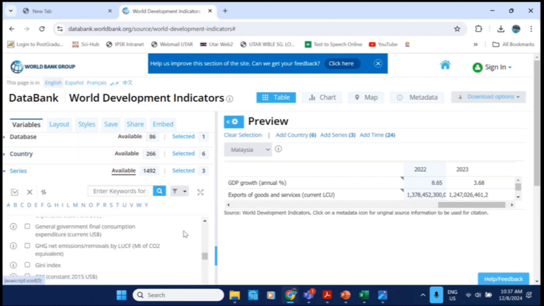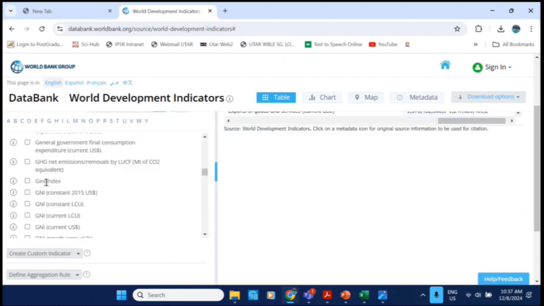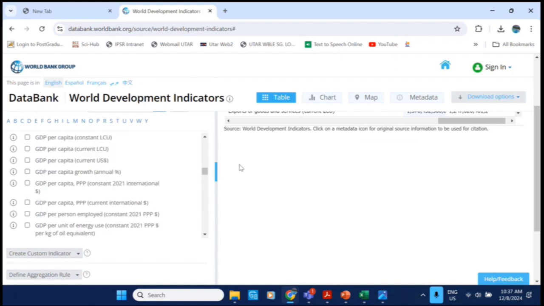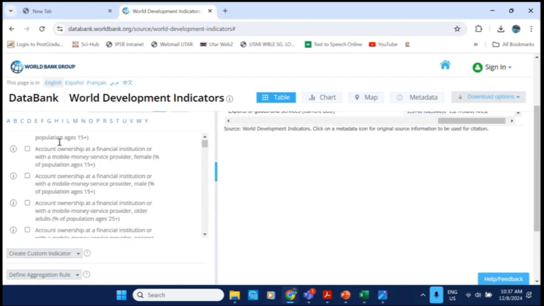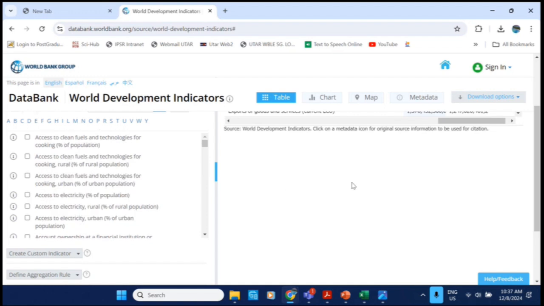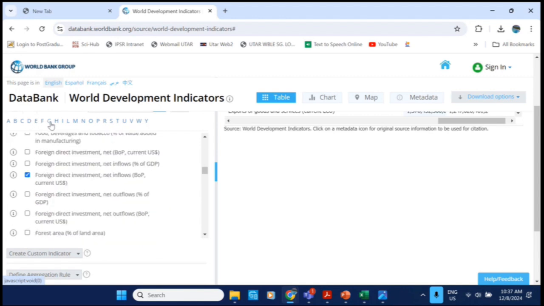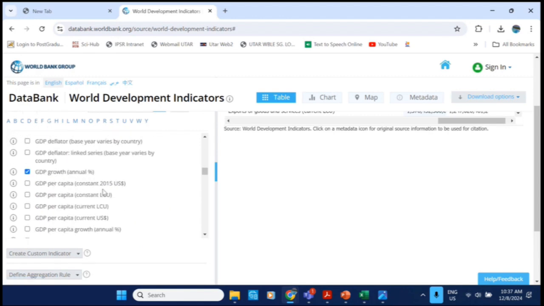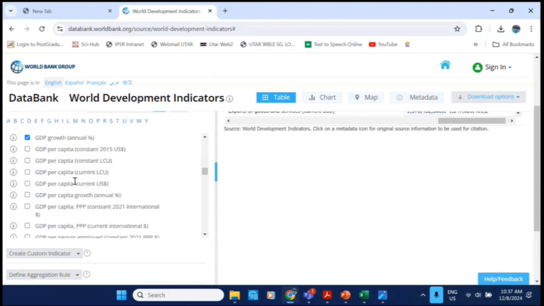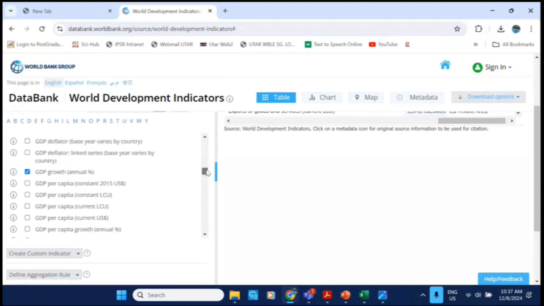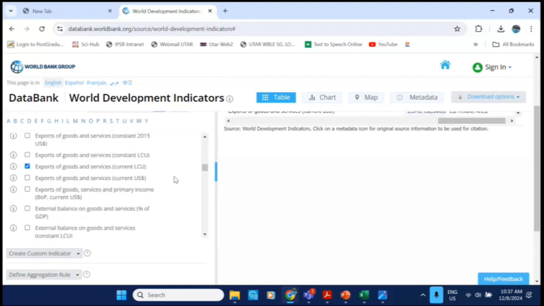The series means what is the data that you want. So GDP, according to ABC, right? When you come to this part, maybe you already have your objective. You already identified what variable you want. For example, you want GDP growth, so you take GDP growth. Here you notice there's a lot. If you want GDP, you have a lot of types of GDP.